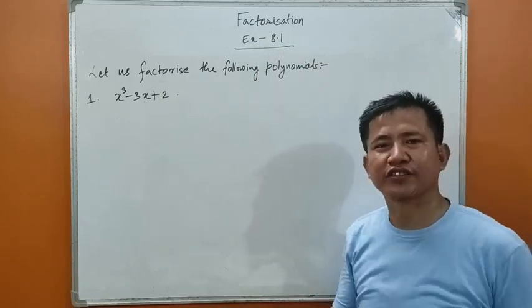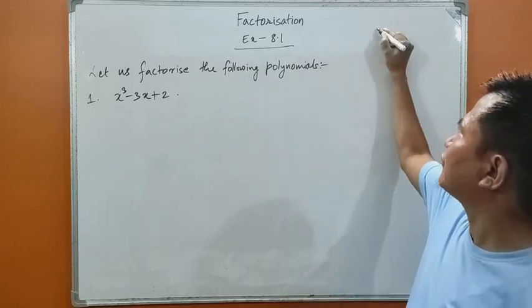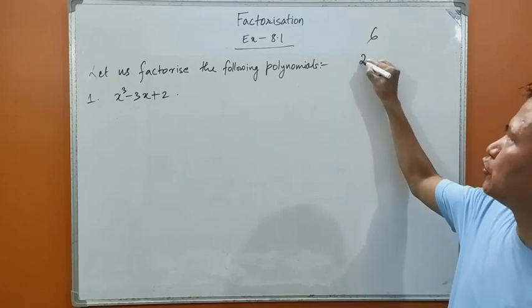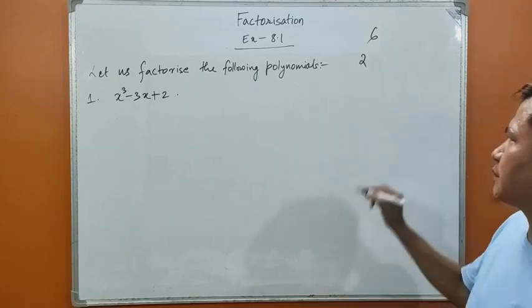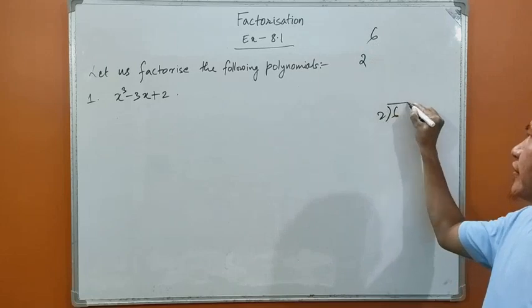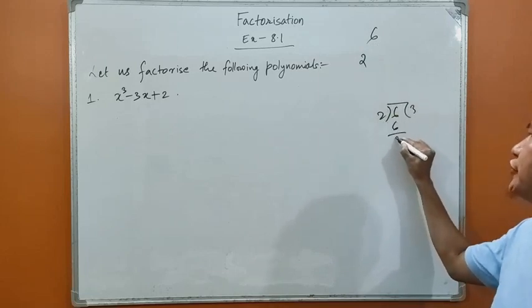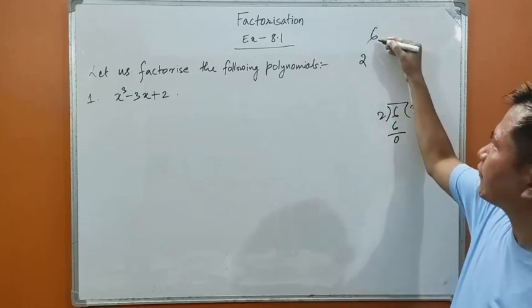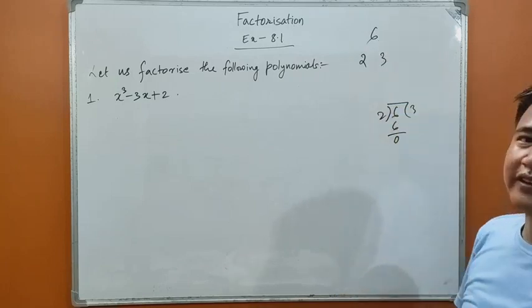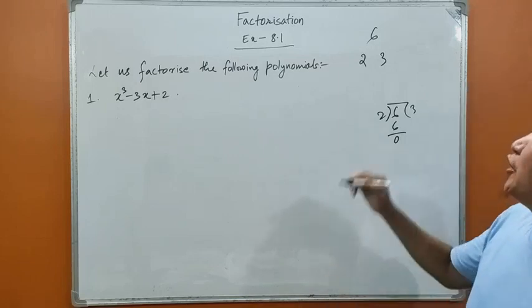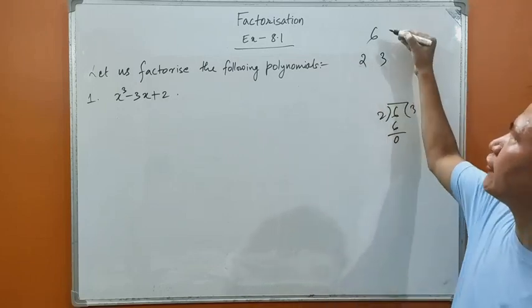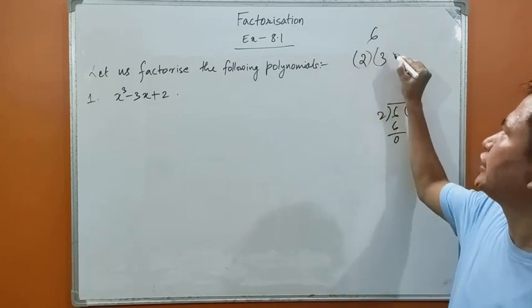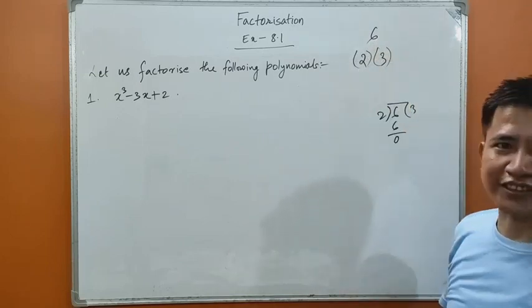What does the term factorize mean? Suppose I have the number 6 here. If we divide 6 by 2, then the remainder becomes 0, isn't it? 2 threes are 6, so the remainder is 0. Similarly, if we divide 6 by 3, the remainder also becomes 0. So we can say 2 and 3 are the factors of 6. So 6 can be written in the form 2 into 3. 2 into 3 is 6, isn't it?